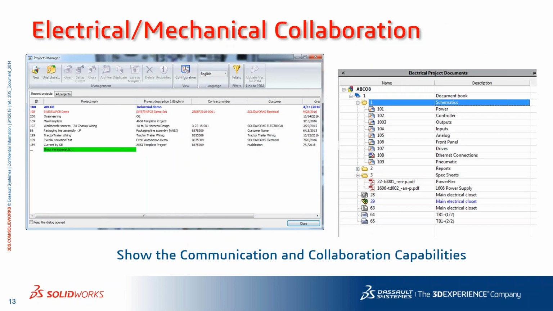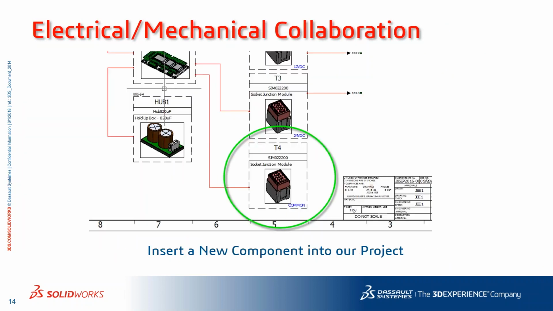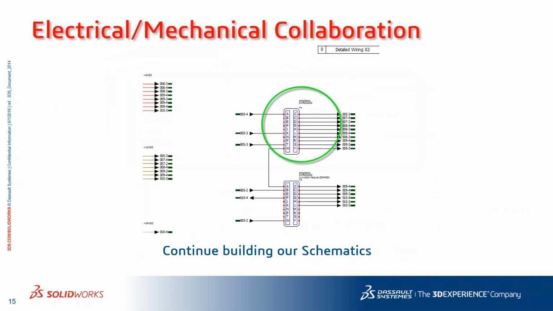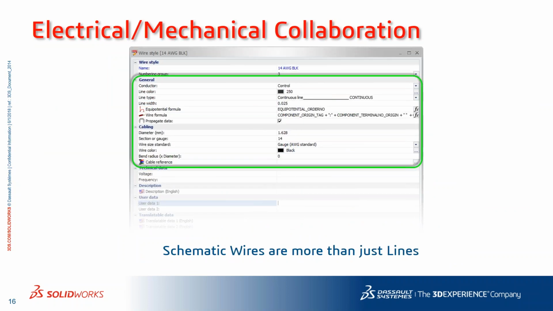So again, we'll start with our communication and collaboration. We will jump into our line diagram and talk about our line diagram symbols and how those may help you, as well as our detailed schematic. And then we'll talk about our wires and how they're not just lines anymore.